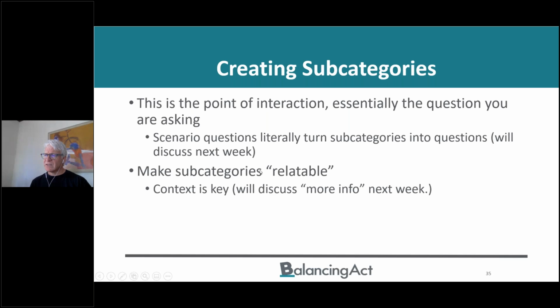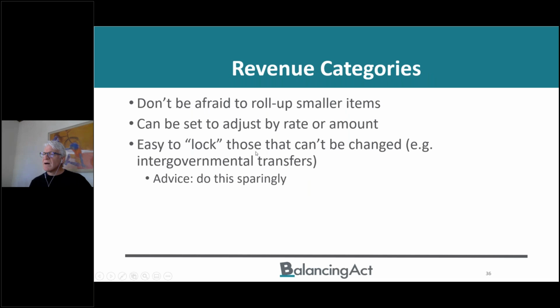The next item down is the subcategories, and this is important. This is the point of interaction. We're going to talk about scenario questions next week, where you can ask a specific question with regards to an item that is on the budget and ask about different service levels, et cetera. So the subcategories, once again, if you can make them relatable and understandable to people, that's a very valuable thing. And then once again, providing context and explanation, because what might seem obvious to you is not going to be obvious to everybody else. And then the revenue categories.